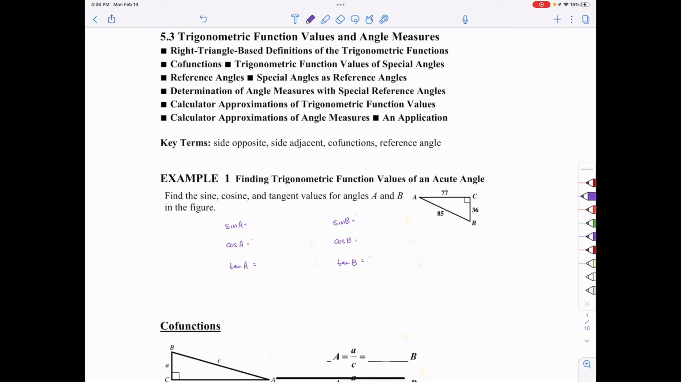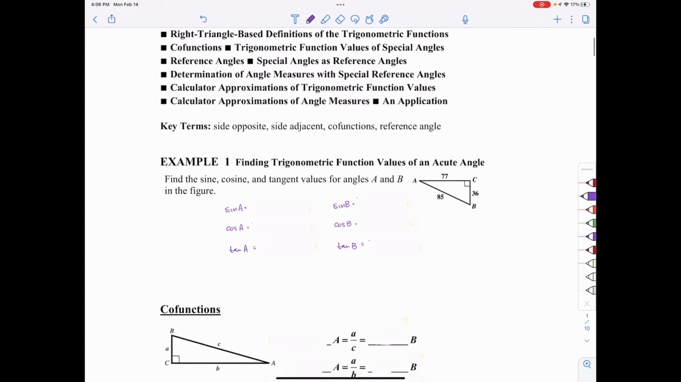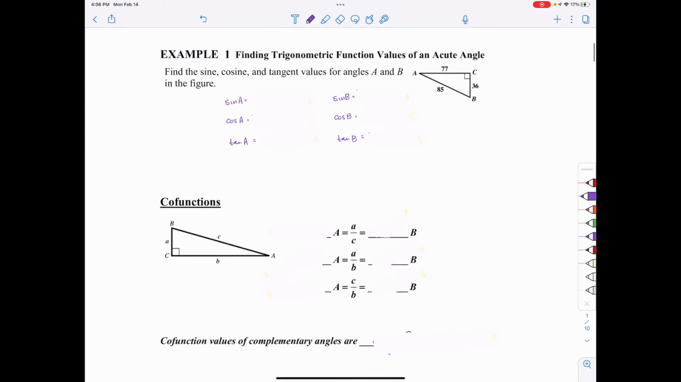Hey folks, so this is going to be a video in section 5.3. This is the first of several, so I'm taking this section and splitting it up into quite a few different sections, shorter videos hopefully. All right, so what we want to do here is take a look at simply finding trig function values of an acute angle, looking at a triangle.